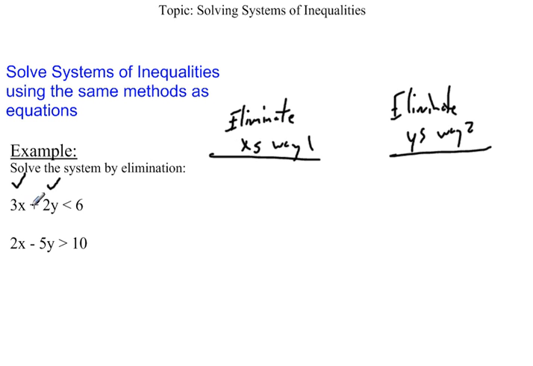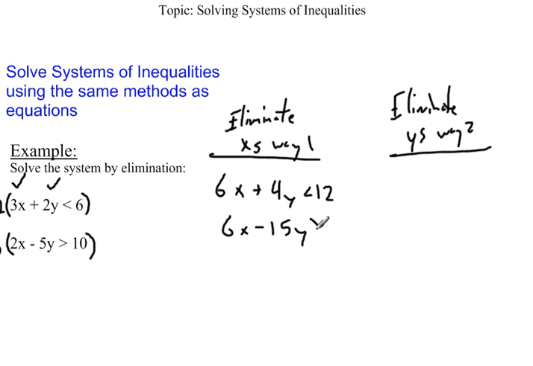If you want to eliminate x's, I want to make my x's the same. I'm going to do 2 times everything here. I'm going to do 3 times everything here. And I'm going to subtract. That's going to give me 6x plus 4y is less than 12. Remember to do all 3 terms. My second one is going to be 6x minus 15y greater than 30. And I'm going to subtract everything in that bottom line from the top. That way my x's go away. These are gone. I have 4 minus -15, which is 19y.